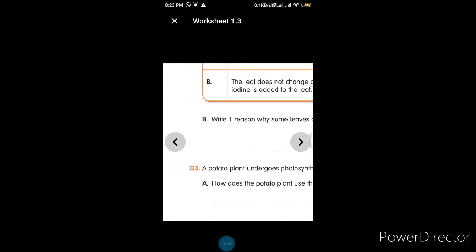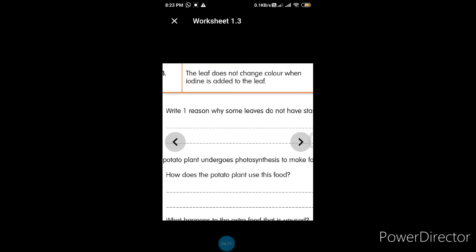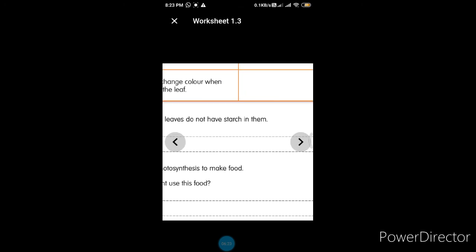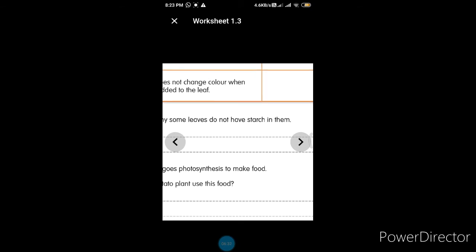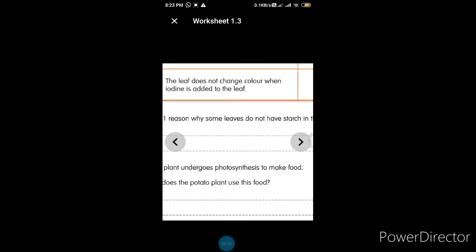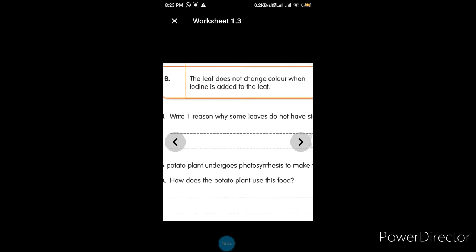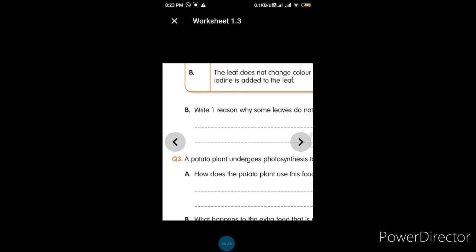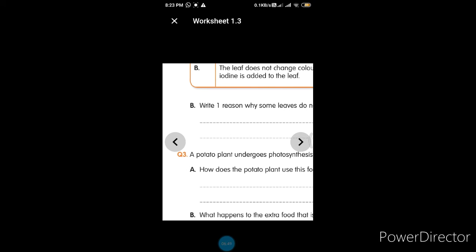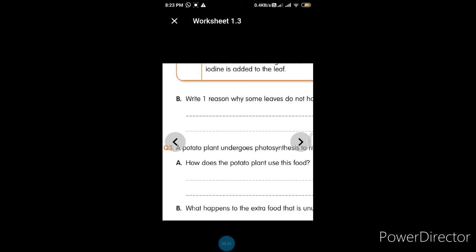Okay, very good. Then write one reason why some leaves do not have starch in them. Can you guess, children? Why? Because the plant uses whatever it prepares for its growth, so it may not store the extra food. They are preparing and transporting it to all parts of the plant. Yes, or else a very small amount of food might be stored in them.